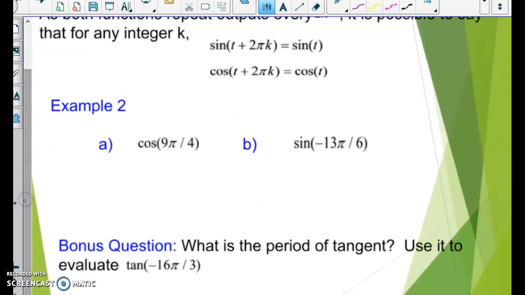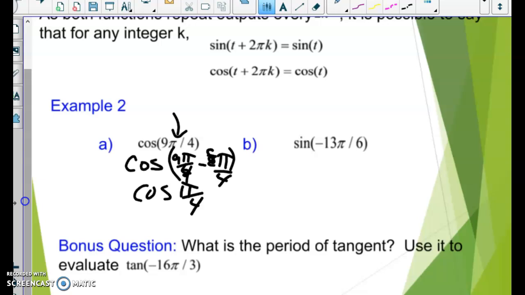So with that in mind, if I subtract 2 pi from this, 9 pi over 4 minus 2 pi, I should get the same value as I get for this. If I write 2 pi as 8 pi over 4, I get the cosine at pi over 4, and the cosine of pi over 4 is root 2 over 2. If you wanted to test that, you could put the cosine of 9 pi over 4 into the same place. Same deal here with the sine at negative 13 pi over 6.